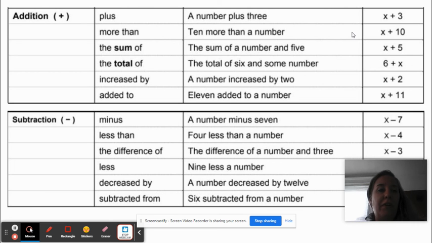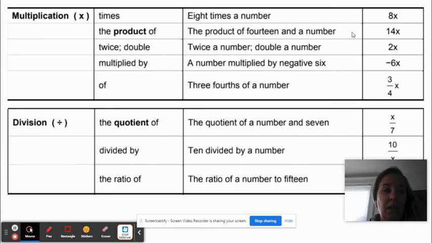Some words you're going to hear for addition: more than, some, total, increased, added. That makes sense. Subtraction: minus, obviously. Difference, I think maybe you remember that from a few years ago. Subtracted, decreased. Multiplication: times, multiplied by, product. The product of two numbers just means multiplication. Twice, double, triple, you might hear. And then division is quotient, divided by, ratio.